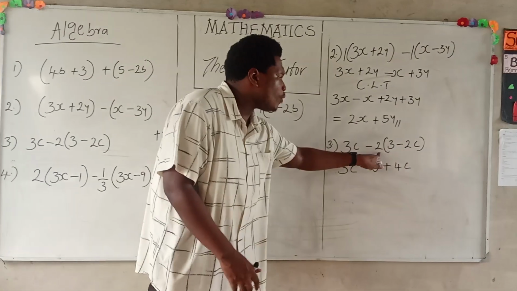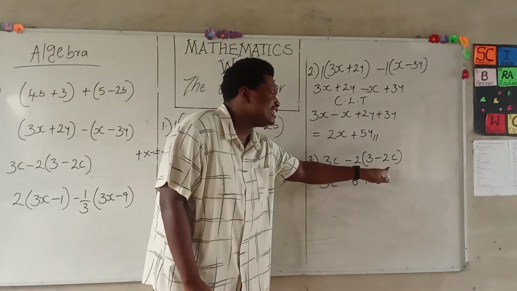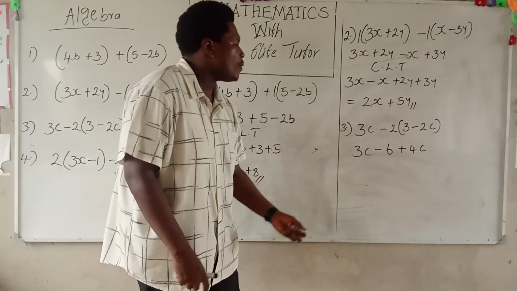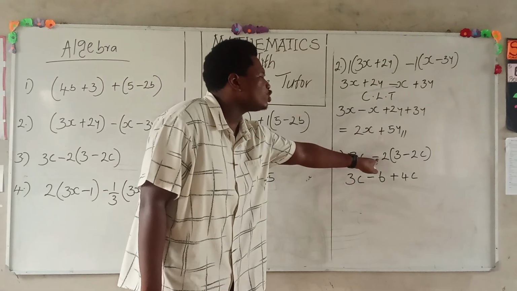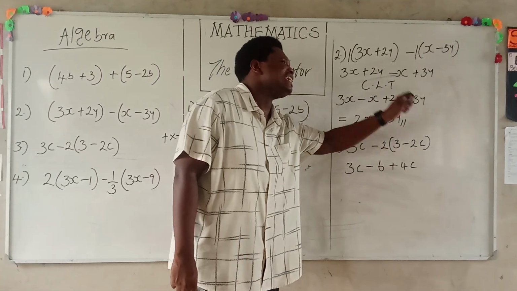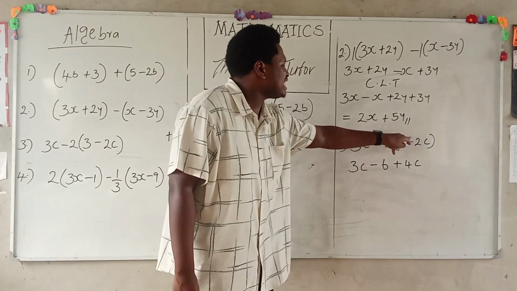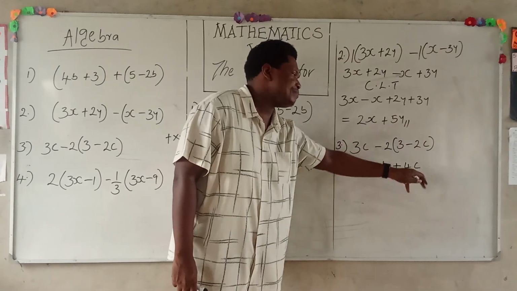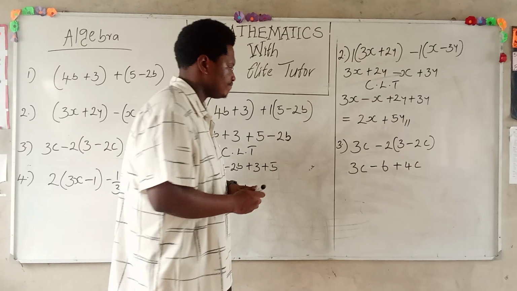We use this 2 to open the bracket. 2 times 3, so we have 6. And minus 2 times minus 2c. Firstly, minus times minus will arrive at plus. And 2 times 2 we have 4, and then we'll bring down our c.